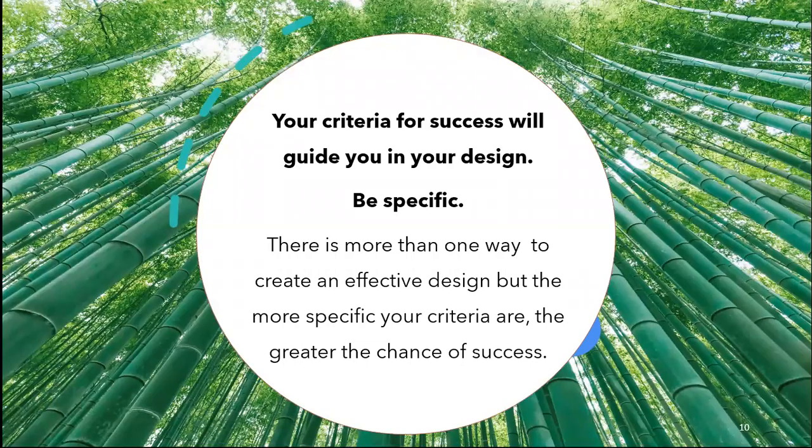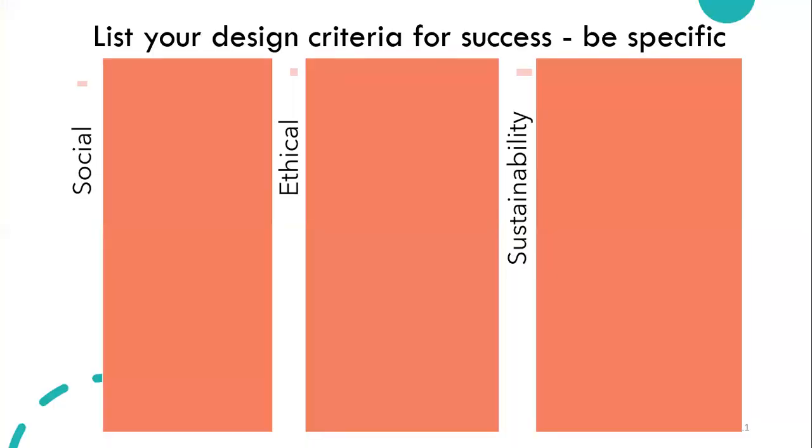Your criteria for success will guide you in your design. Be specific. There is more than one way to create an effective design, but the more specific you are, the greater the chance of success. Now is your opportunity to list your design criteria for success. Remember to be specific. Go back through your notes and look at our investigation into the needs and opportunities for your community. Look at ways for creating a sustainable garden, things like composting, mulching, reducing fertilizer and water usage.